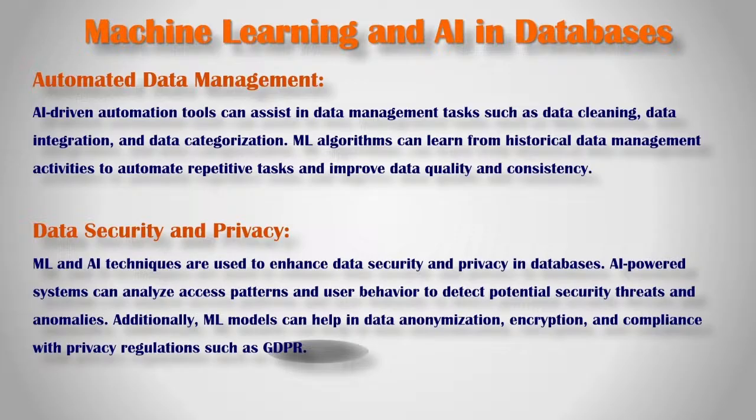Data security and privacy. ML and AI techniques are used to enhance data security and privacy in databases. AI-powered systems can analyze patterns and user behavior to detect potential security threats and anomalies. Additionally, NL models can help in data anonymization, encryption, and compliance with privacy regulations such as GDPR.